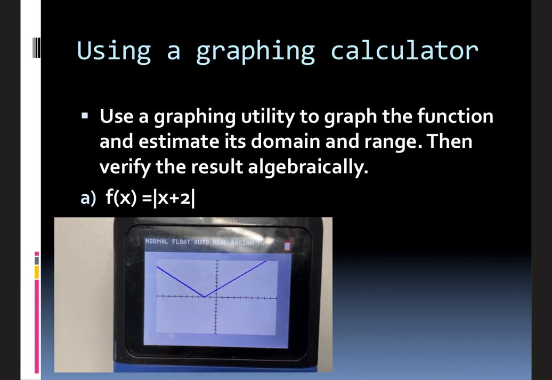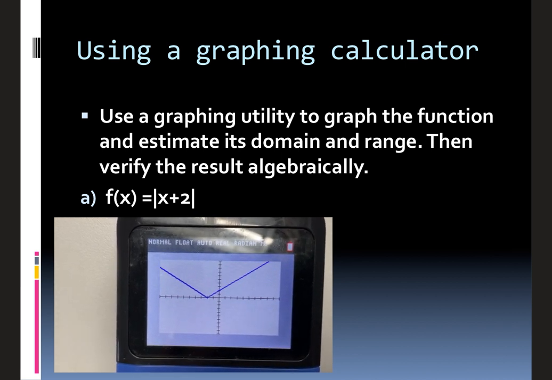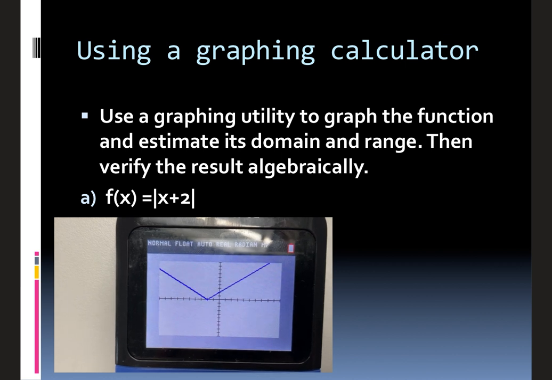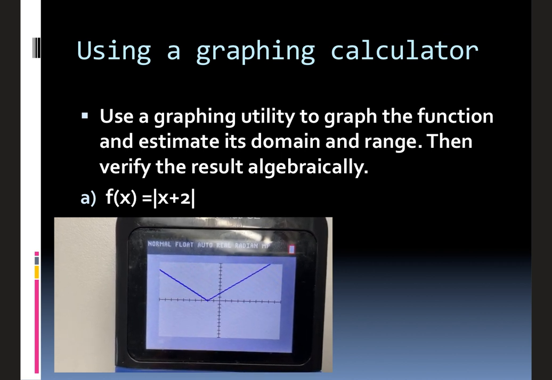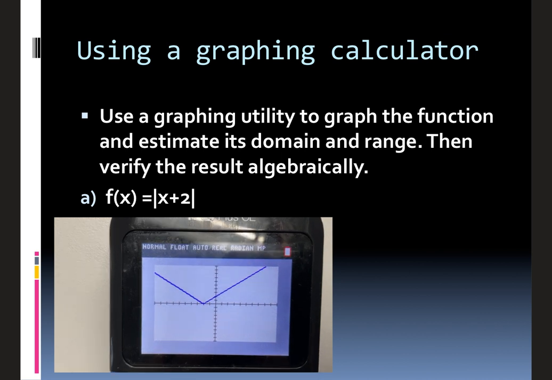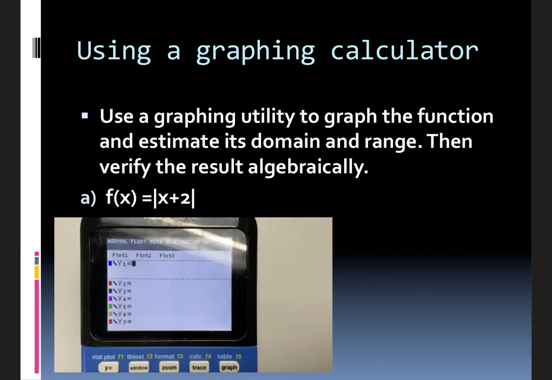How about your range? 0 to positive infinity. Good. The lowest point here is 0. So it goes from 0 to positive infinity. All right, so we said domain would be negative infinity to positive infinity, and range would be 0 to positive infinity. And it gets a bracket because that point is included on your graph.